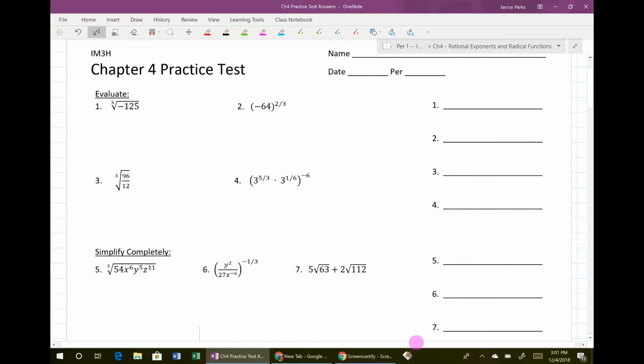I'm going over the Chapter 4 practice test so you can understand how to do these problems. For number 1, you're just taking the cube root of negative 125, which is negative 5. It's pretty straightforward. For number 2, you're taking the cube root of negative 64 and then squaring that. So the cube root of negative 64 is negative 4, and you're going to square that, so you're going to get positive 16.